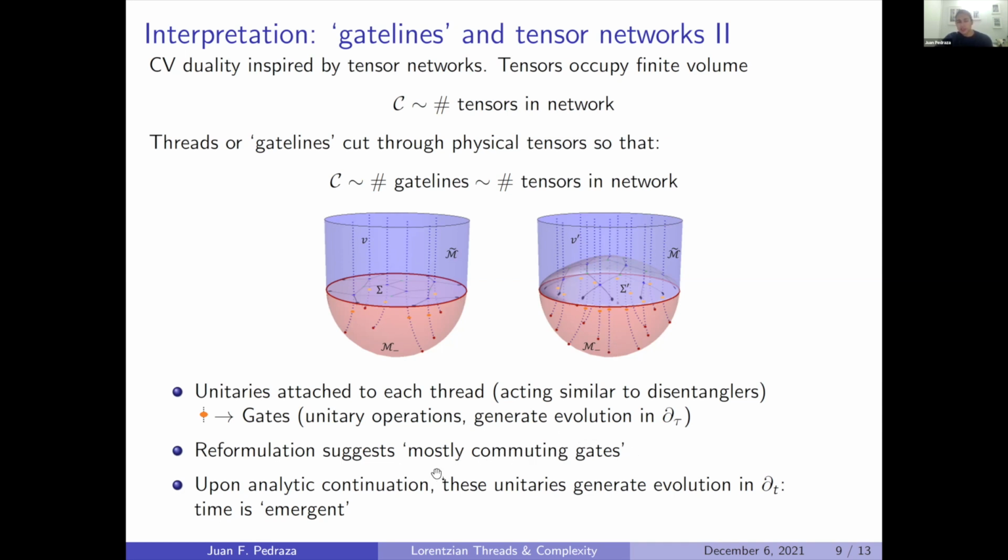Finally, let me just mention that this picture of gates is of course in the Euclidean portions of the manifold, but upon analytic continuation, it's natural to propose that these unitaries are the ones that generate the evolution in real time, in such a way that time emerges naturally from these constructions.